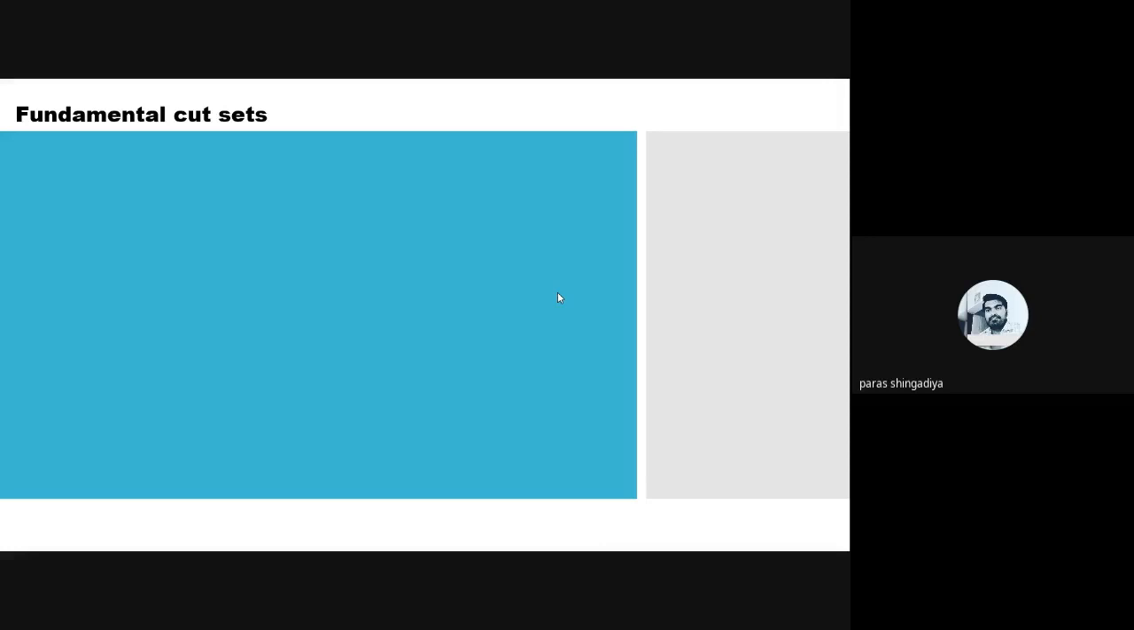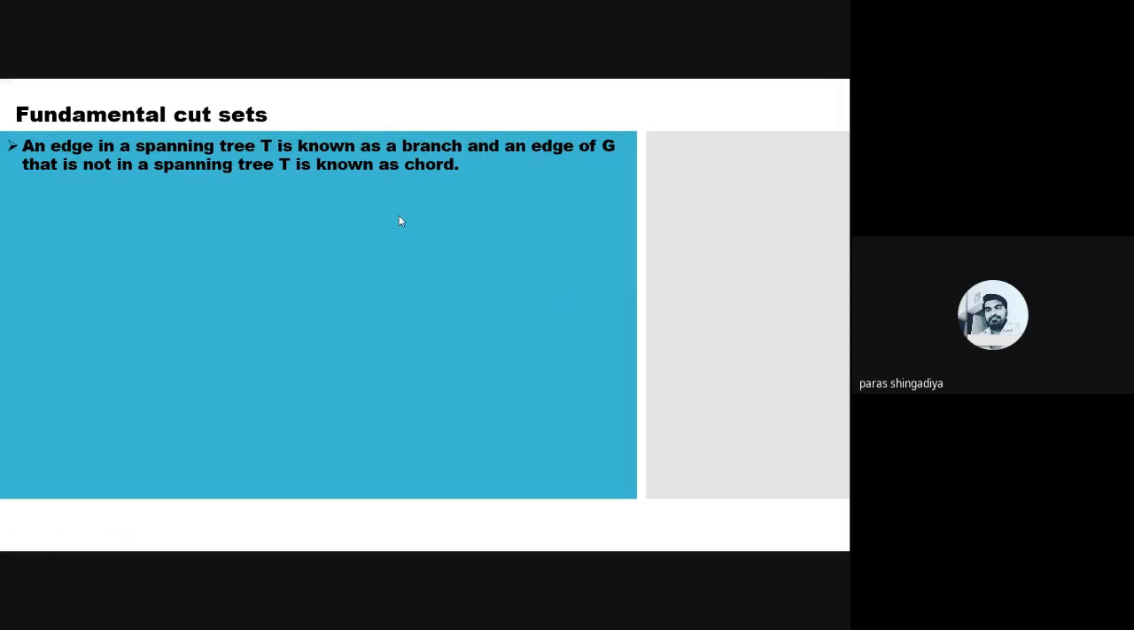What is the meaning of fundamental cut set? To understand this topic, we'll revise one topic of unit number 4, that is a spanning tree, and how we can find the spanning tree of any connected graph, how many edges we need to remove to convert any connected graph to the tree. So that is the topic of spanning tree. Let us first quickly revise it, and after that we will define fundamental cut set.